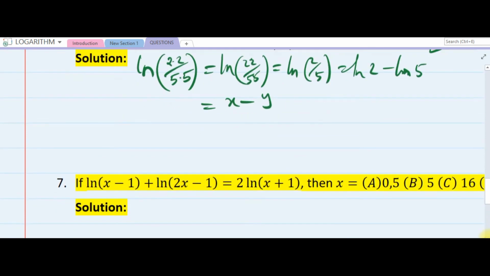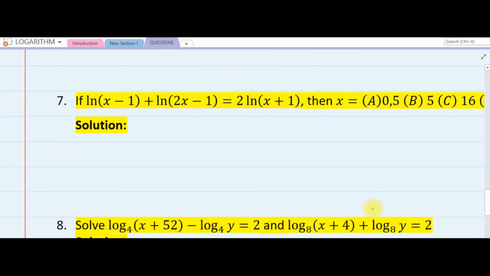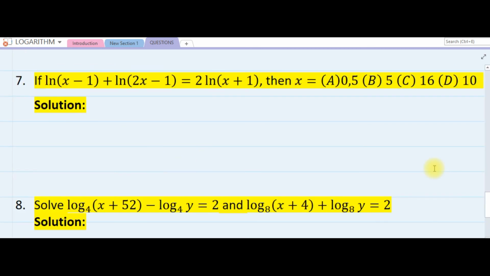So the next question, we are given if ln(x minus 1) plus ln(2x minus 1) equals 2 ln(x plus 1), then we are asked to find x. So first, we need to relate left and right. We have plus here, so what we have to do is apply the law. Ln plus means multiplication: ln of (x minus 1) times (2x minus 1) equals ln of (x plus 1) squared. Remember, we're trying to transform the left to look like this.